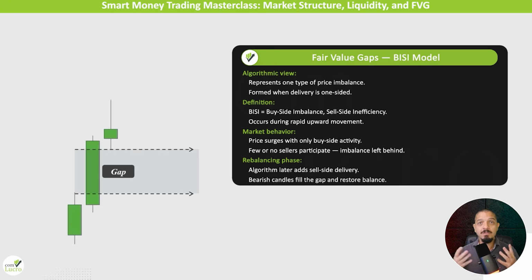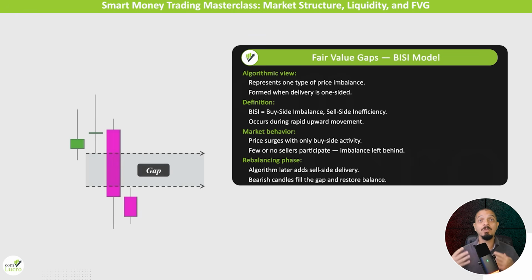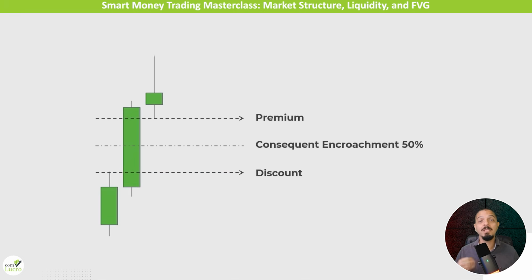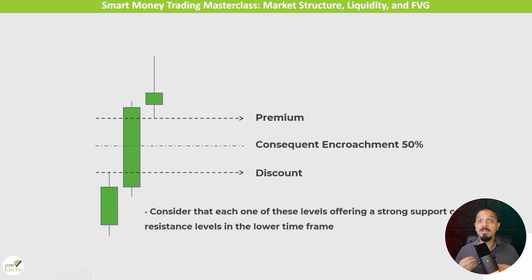Price does not reveal its intentions all at once. It moves in phases, shifts in control, and leaves clues behind as it transitions from one state to another. When these clues are viewed in isolation, the market feels inconsistent. But when they are understood as part of a sequence, price behavior becomes structured, readable, and repeatable.